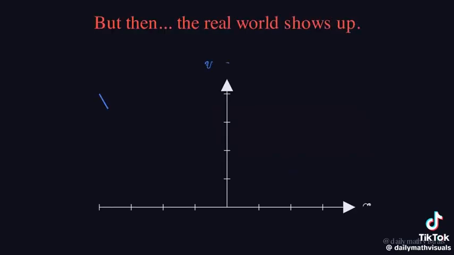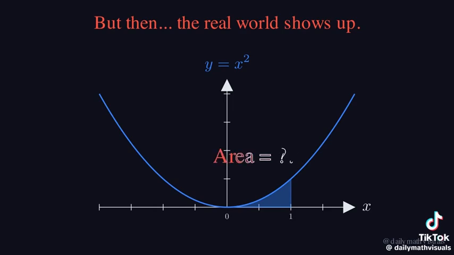But then, the real world shows up. Here's the parabola, y equals x squared, one of the simplest curves in mathematics. What's the area of this shaded region? From x equals 0 to x equals 1. Can we count unit squares?